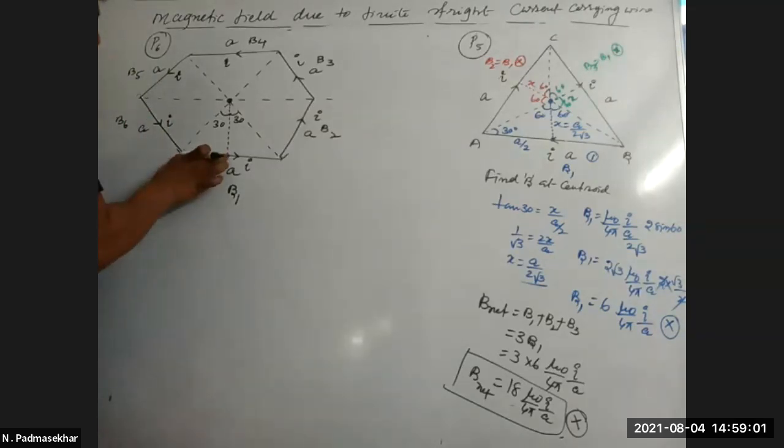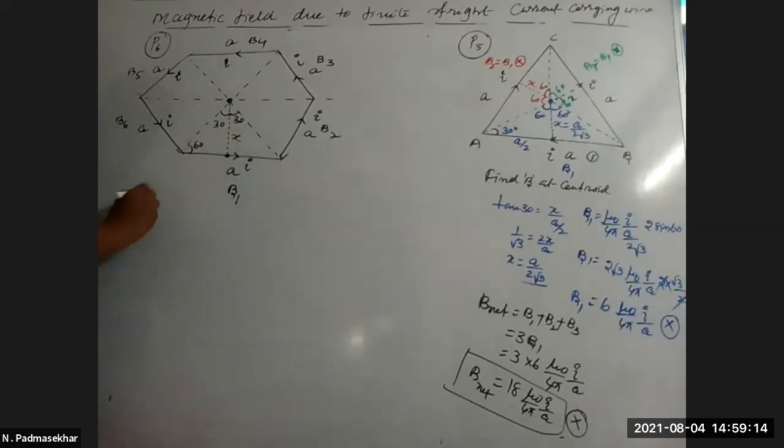So it is A by 2. And what is this? This is equal to how much? A by 2. What is this distance? And this is 60 degrees here. So this is x, suppose. Tan 60 is equal to x by A by 2. Tan 60 is 1 by root 3, equal to 2x by A. So this x is equal to A by 2 root 3.